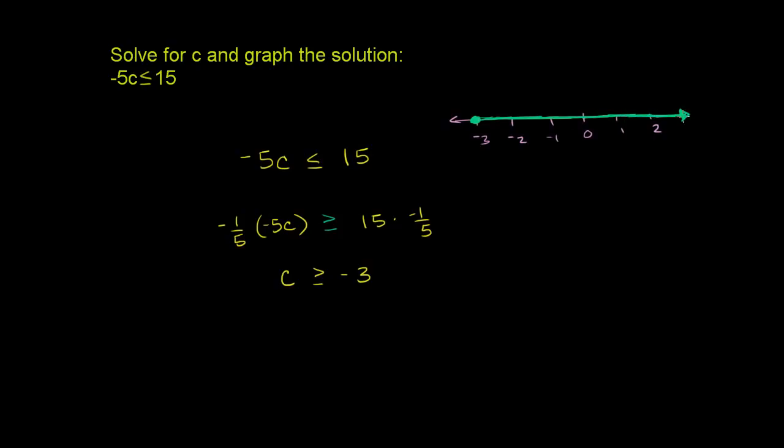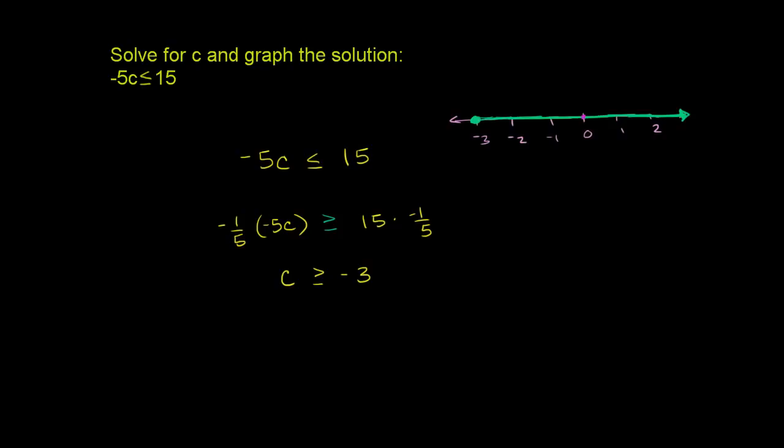And you can verify that it works in the original inequality. Pick something that should work. Well, 0 should work. 0 is one of the numbers that we filled in. Negative 5 times 0 is 0, which is less than or equal to 15. It's less than 15.